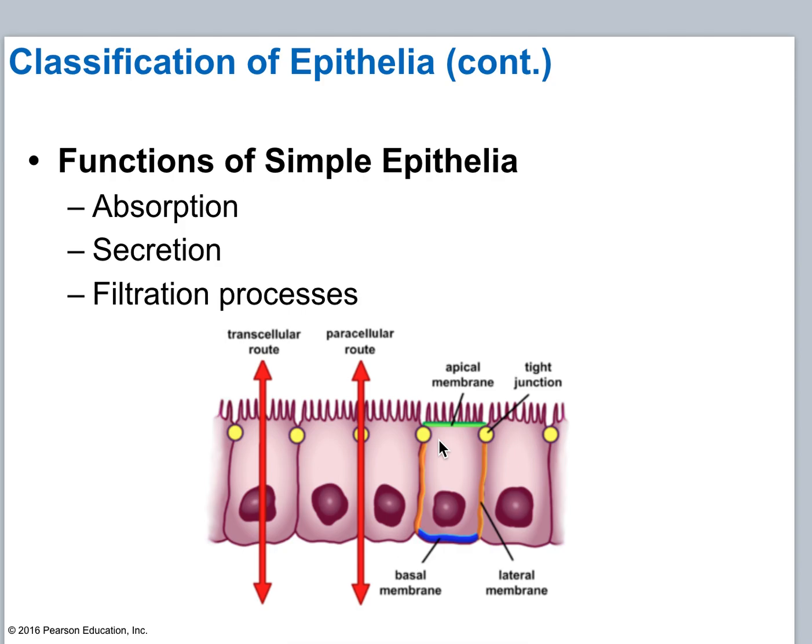Now, for secretion, assume this may be the epithelium of a hormone gland, like in the pancreas. It's an insulin-secreting gland, and the cell produces insulin and then secretes that substance outward. So secretion involves transport from within the cell to outside the cell, as opposed to absorption, which is transporting from outside the cell into the cell. And filtration is similar to absorption, except it traverses from the apical surface through the cell to the basal surface. So it goes through the whole epithelial tissue.